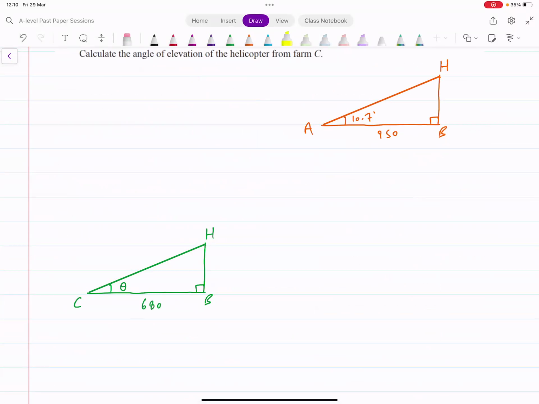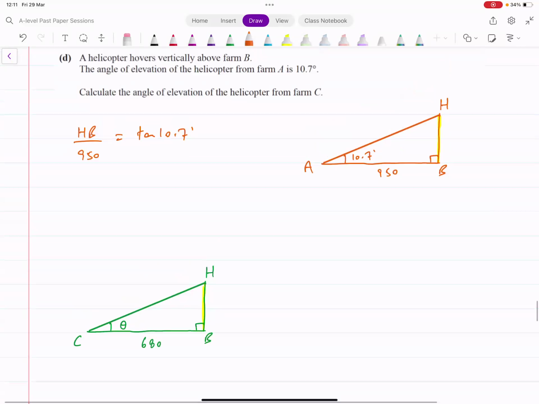Now, you see HB is common between the two triangles. We can find HB from the first triangle and then use that in the second triangle to find the value of theta. In the first triangle, HB is perpendicular, 950 is the base. So we can say HB over 950 equals tan of 10.7 degrees. What's the value of HB? 950 into tan of 10.7 degrees.